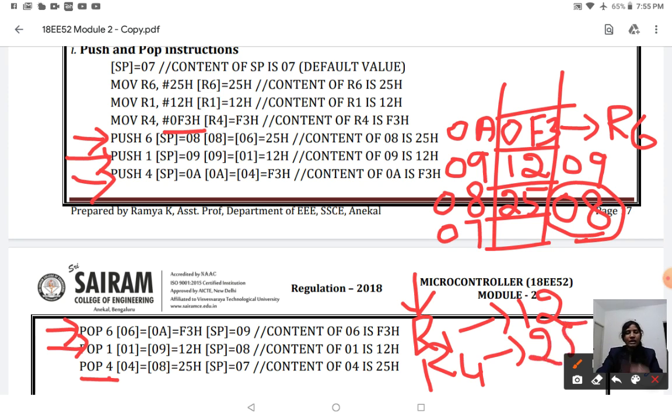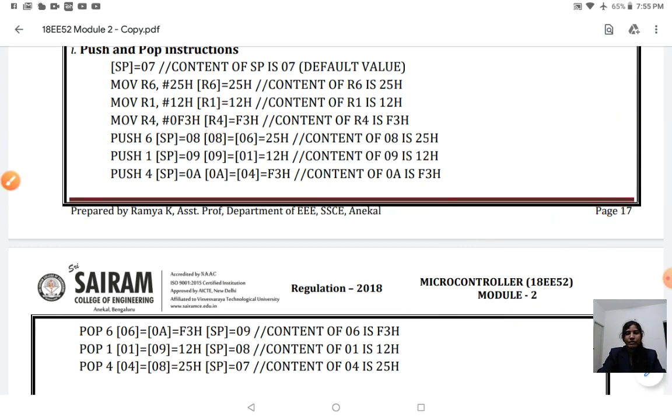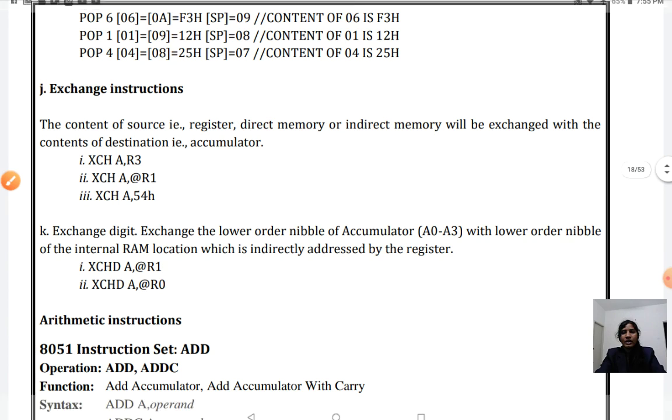So stack is a memory that stores 8 bits of data. It follows last in first out fashion. Whichever data is stored as the last value will be retrieved first. Push is the instruction used to store the data onto the stack, and pop is the instruction used to retrieve the data from the stack memory. Clear? Next is your exchange instruction.